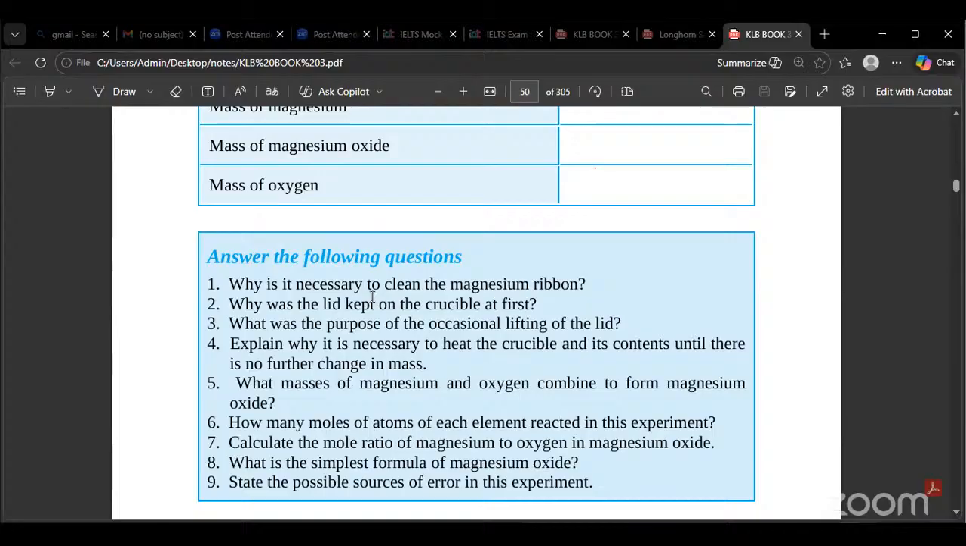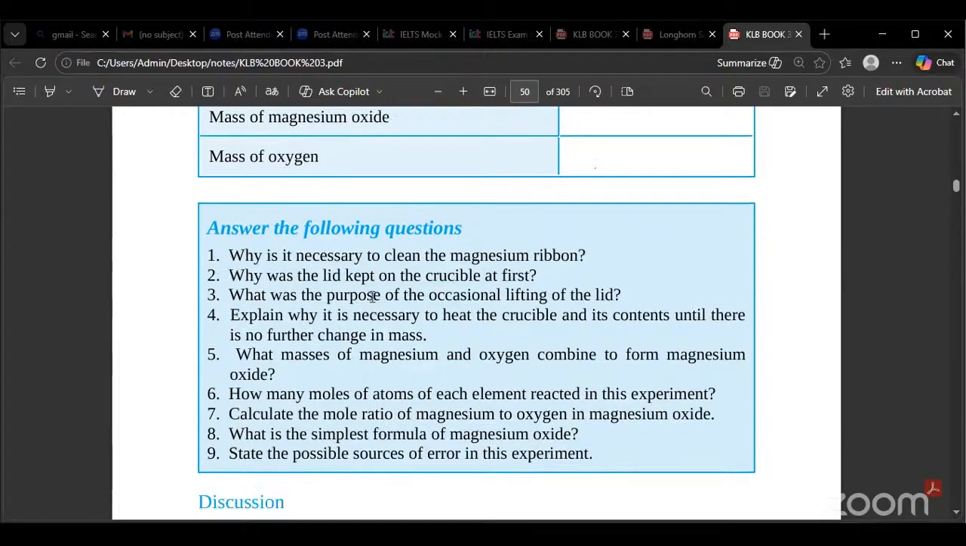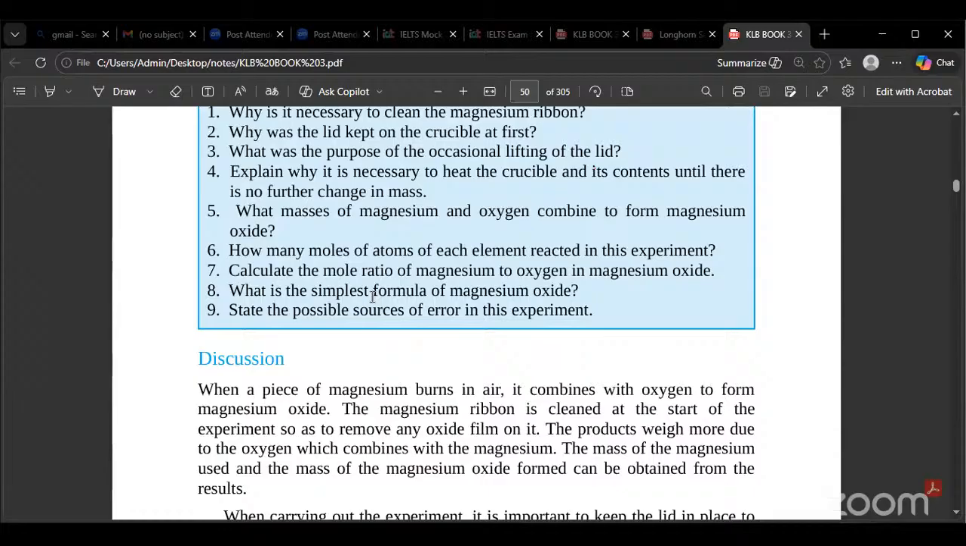The magnesium, some of it was reoxidized, it was oxidized again before you finished weighing. Those are the errors that could have come. So we have not calculated the most. So it is very important for you.